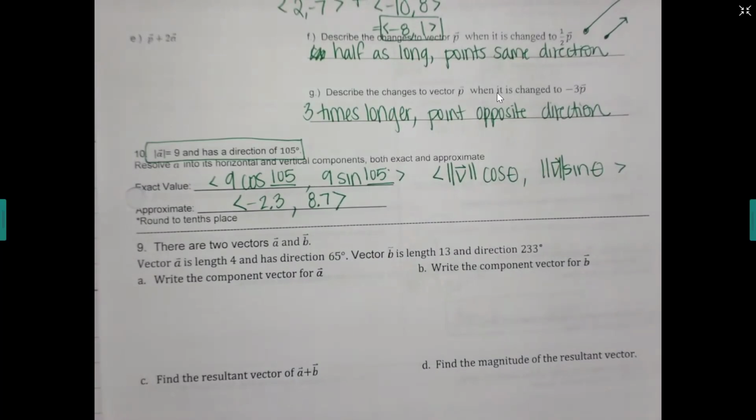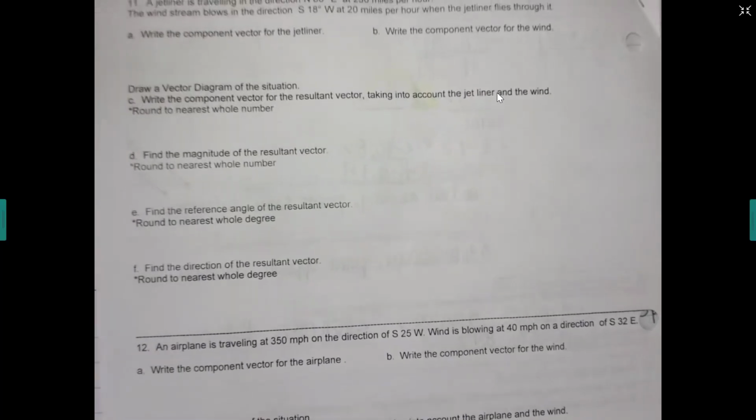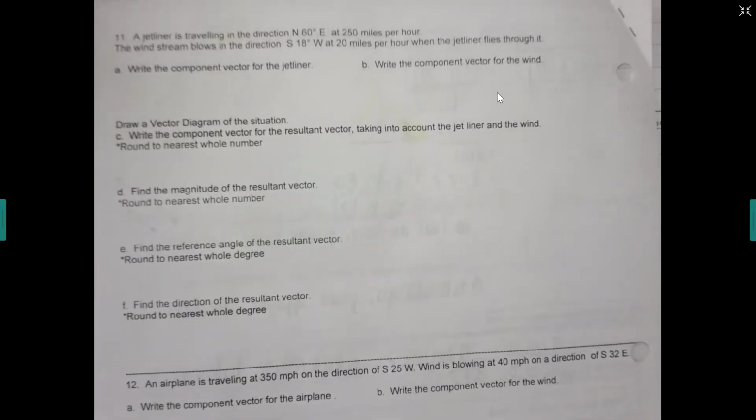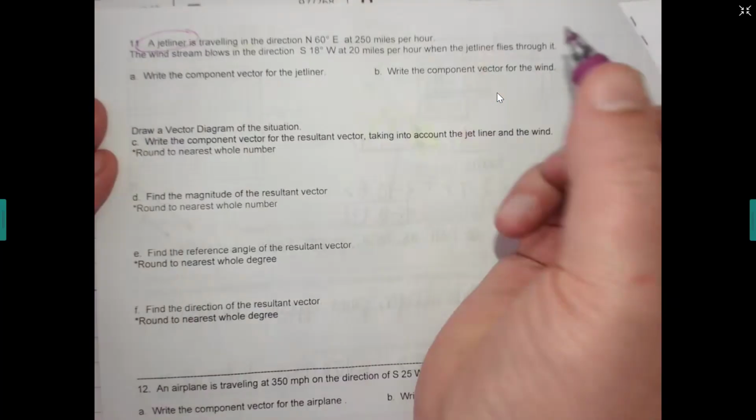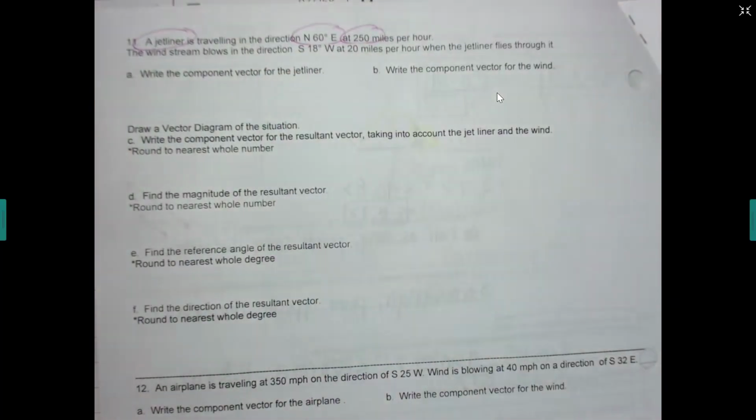Okay, the last thing that you have to remember how to do for your test is a word problem. There's going to be one, and it's going to be the exact same format as what's on the back of your sheet. So we're going to go ahead and do the top one, and then y'all can do the bottom one. All right, so it says we have a jet traveling north 60 east at 250 miles per hour. I want you to write jet equals. And then we're going to write our own vector to represent the scenario for the jet.